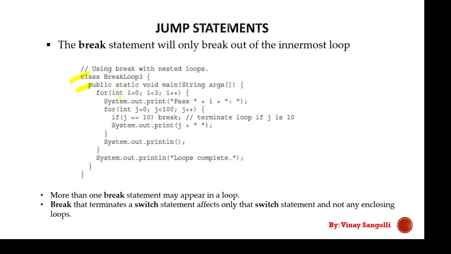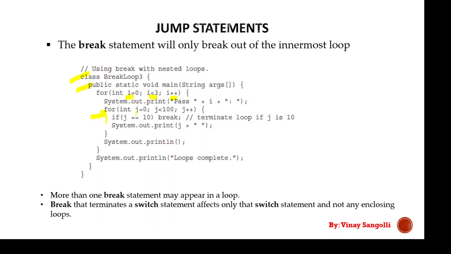So it will check. This is my outer loop, where the control variable is I. So I is equal to 0, I less than 3, and I plus plus. It will go on executing until when I is less than 3. Now come inside this loop.